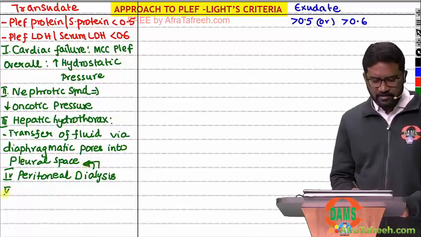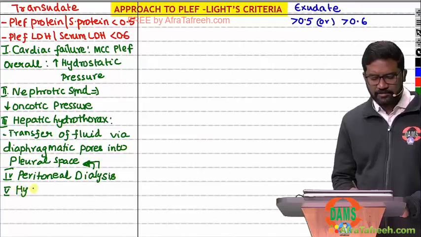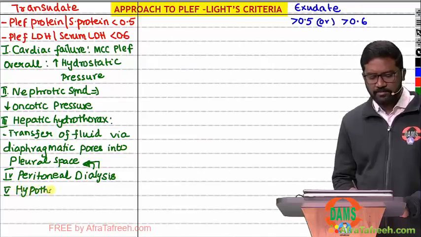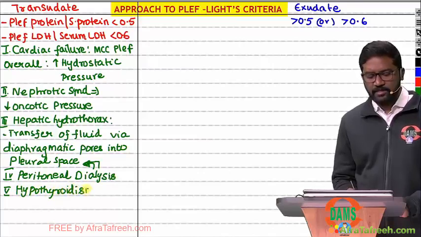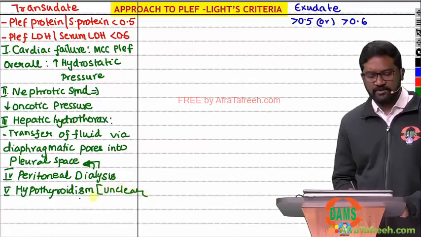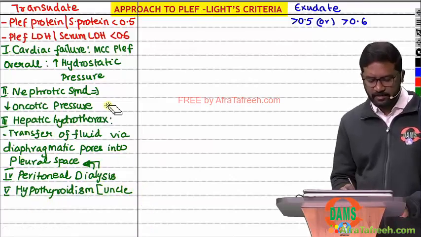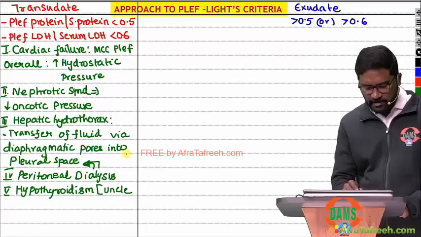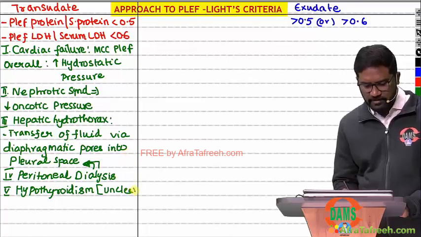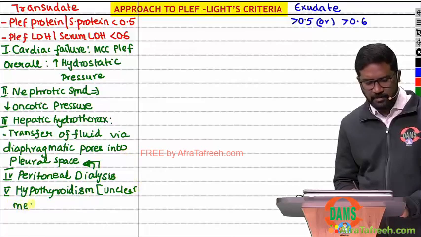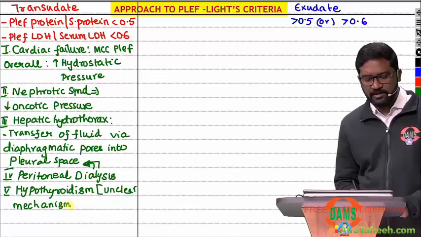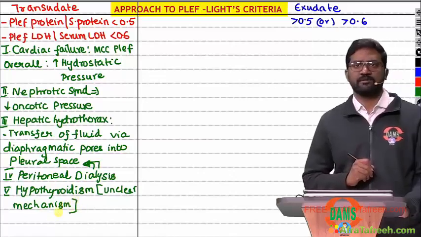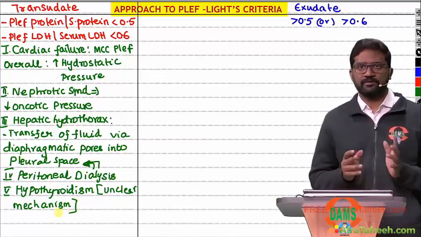And the next important cause is hypothyroidism. How pleural effusion happens in hypothyroidism, the mechanism is unclear. But whenever pleural effusion happens in hypothyroidism, it is generally transudative in nature. So this is transudative effusion.